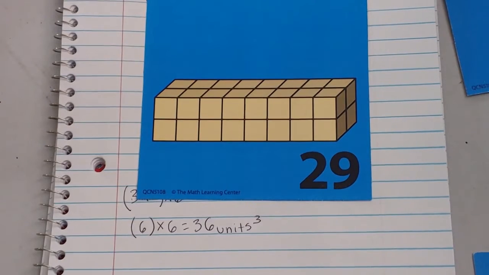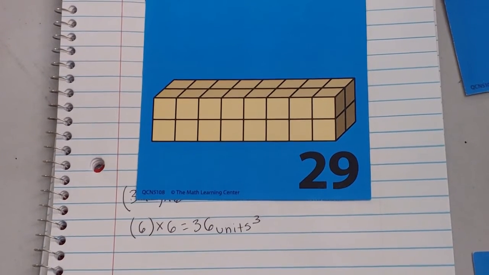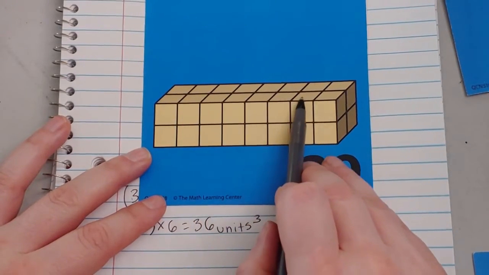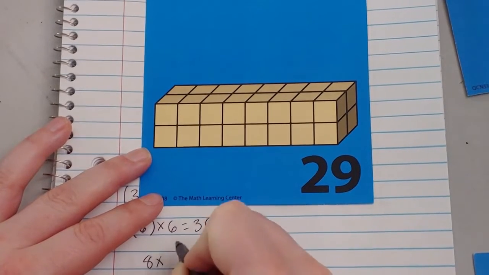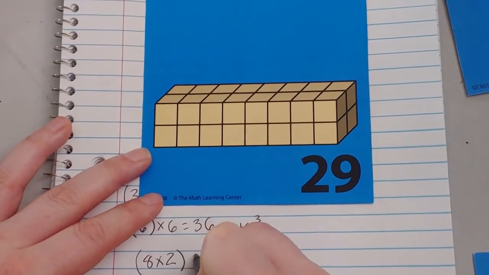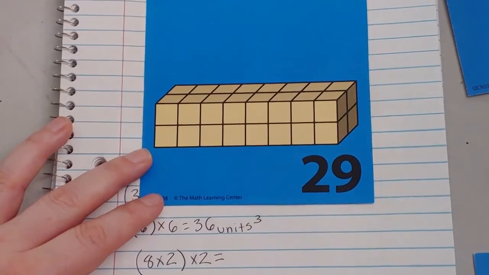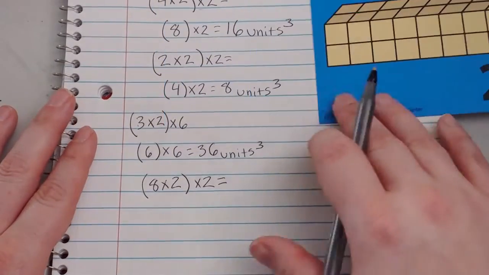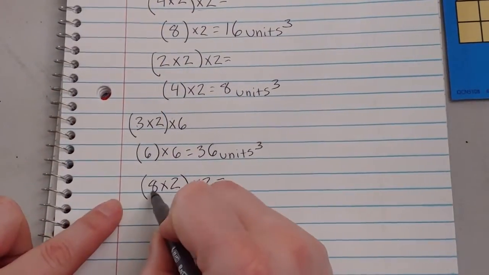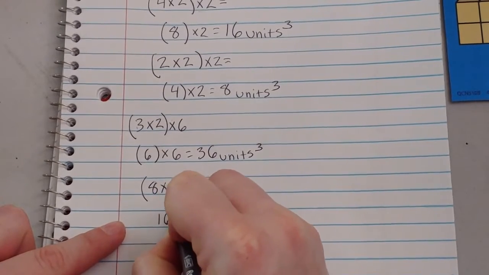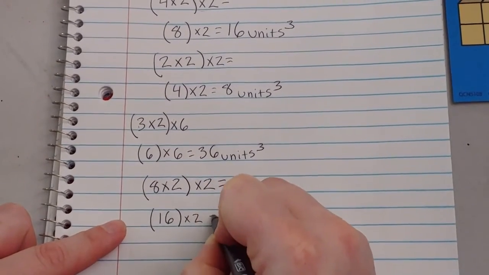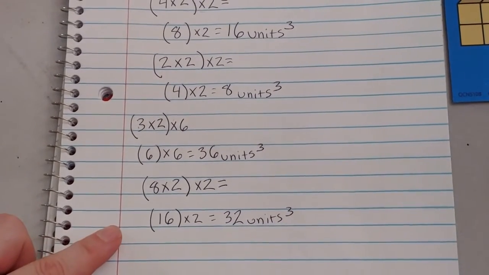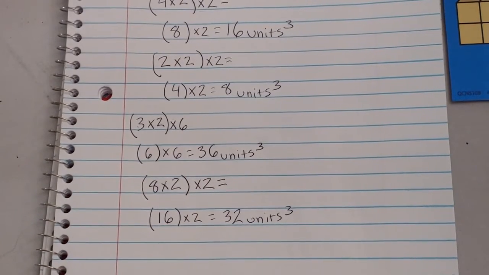All right, try that one. So I've got 1, 2, 3, 4, 5, 6, 7, 8 by 2 by 2. Try solving that one. All right, 8 times 2 is 16. Times 2, 32 units cubed.